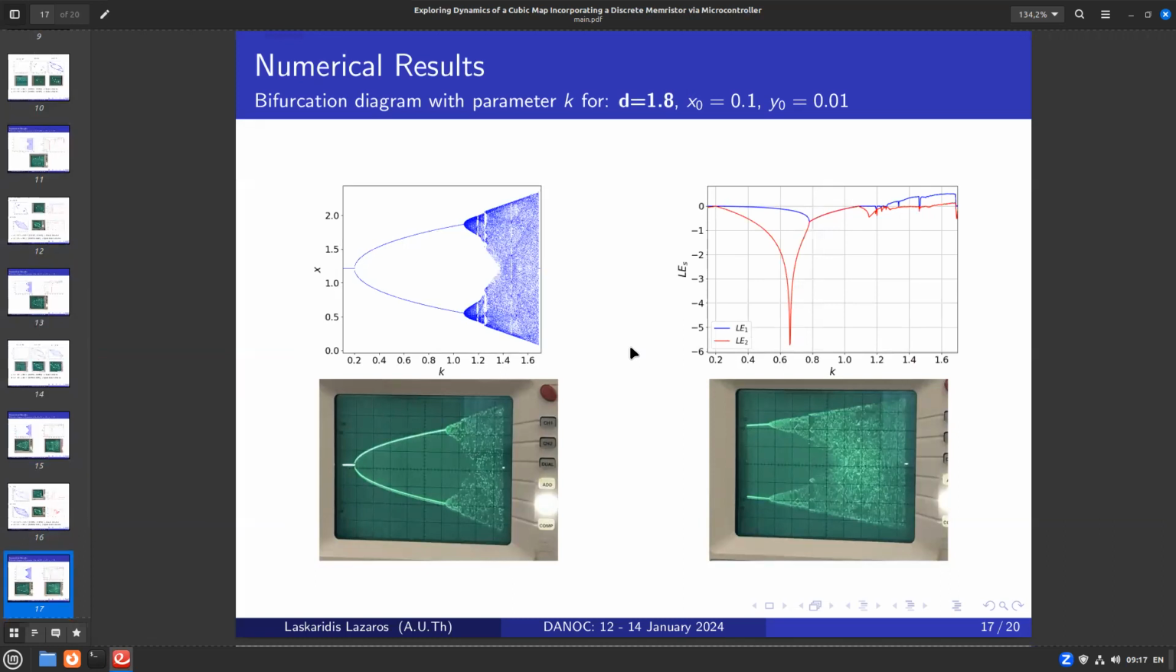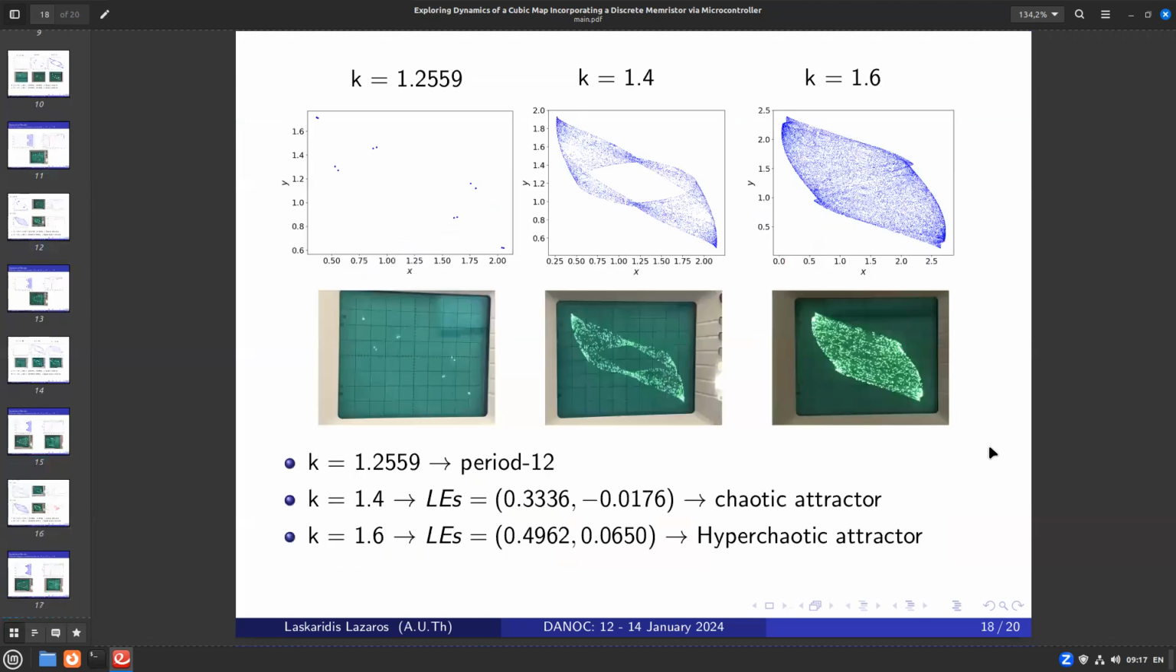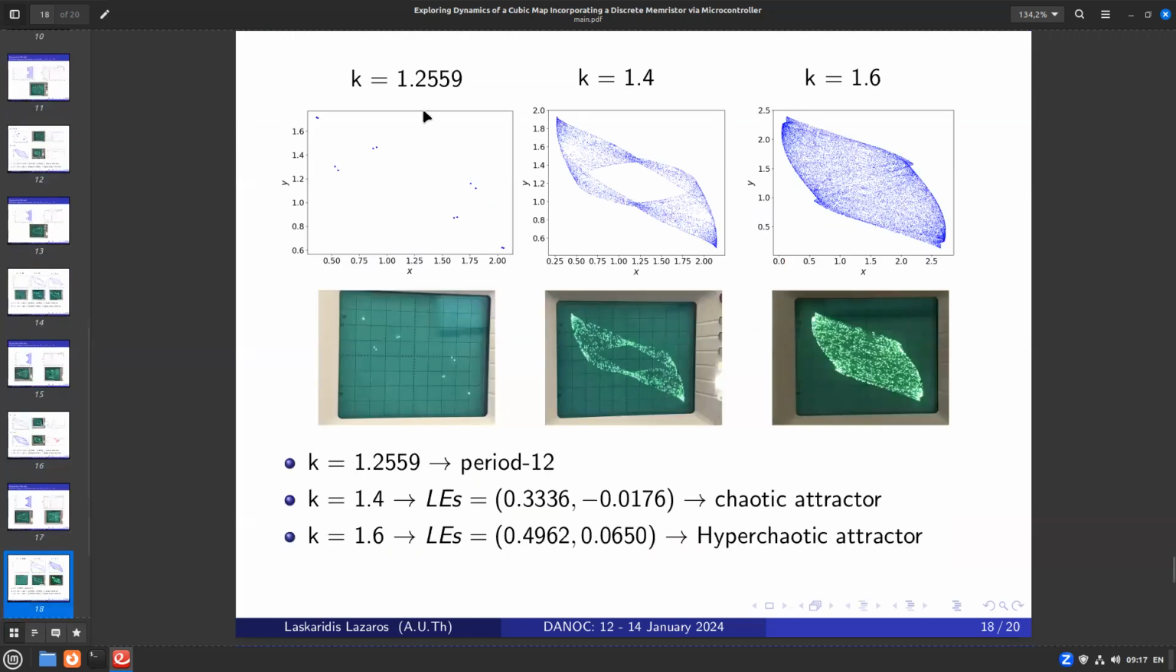And finally, we are presenting a bifurcation diagram for the value of d equals 1.8. Again, we are presenting the focus region in order to be more clear, and we are seeing that here we are going to chaos through periodic phenomena. This is the focus region, and finally the system goes to a fixed point. So again, here we are seeing for this value of k, a period 12 attractor, and we are presenting one chaotic attractor again and one hyperchaotic attractor.